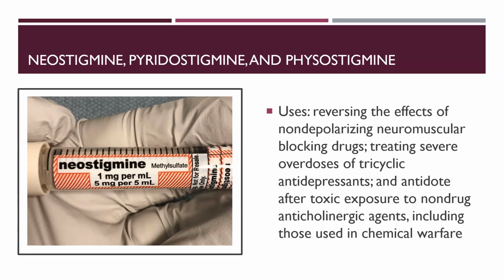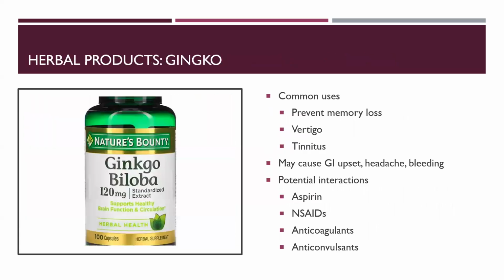So these are some of our reversal effects of our neuromuscular blocking drugs. We've got our neostigmine, and they can be the antidote after toxic exposure to non-drug anticholinergic agents, including those used in chemical warfare.